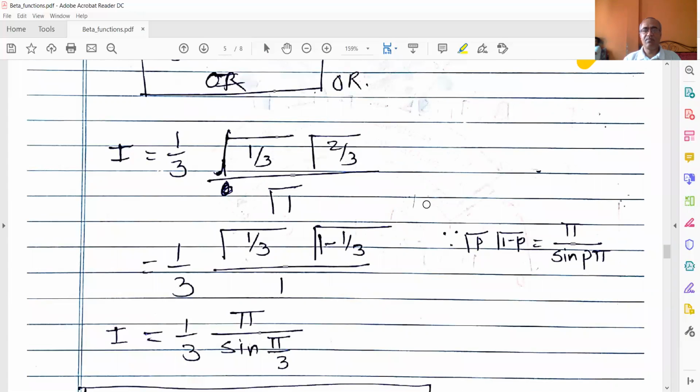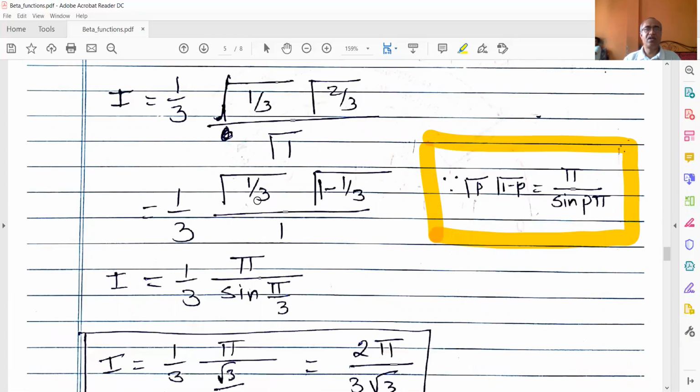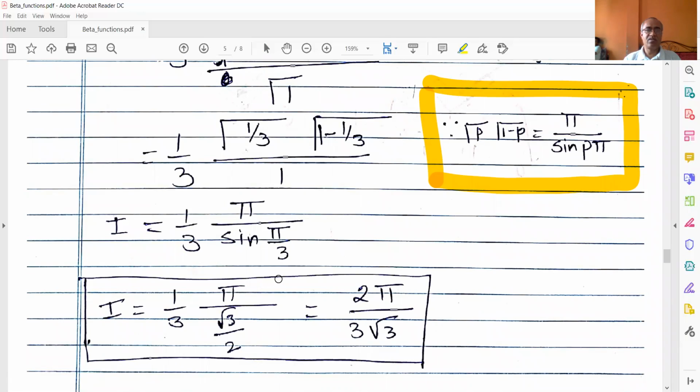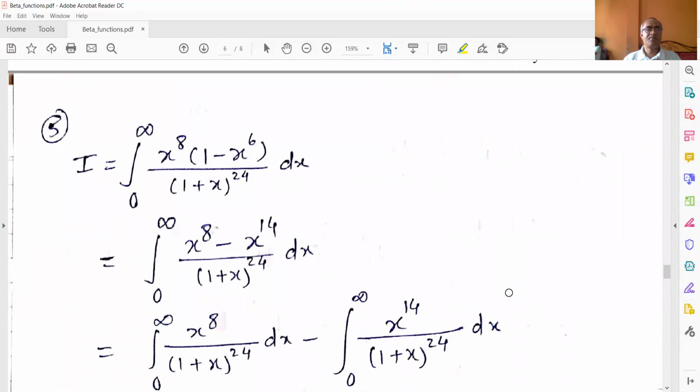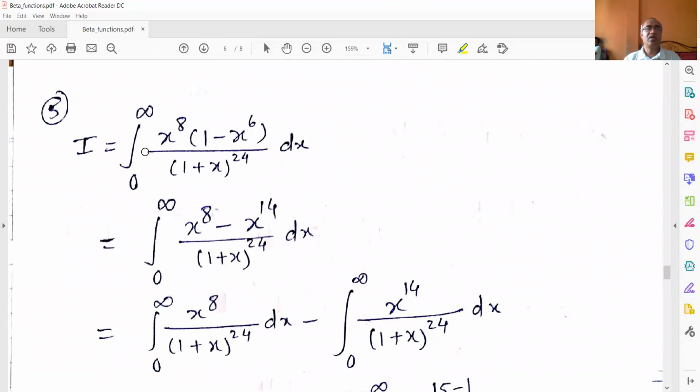We have one definition with us, that is gamma(p) gamma(1 minus p) is equal to pi upon sin(p pi). With use of that, p is 1 by 3 over here, and 2 by 3 is 1 minus 1 by 3. So it is pi upon sin(pi by 3). Sin(pi by 3) is root 3 by 2, and here is the simplification, and here is the answer of the sum.